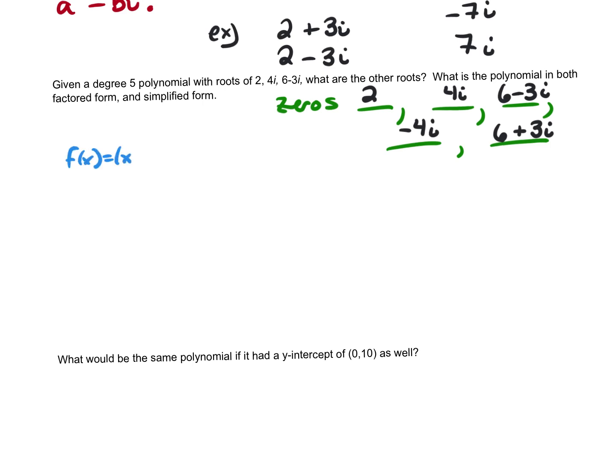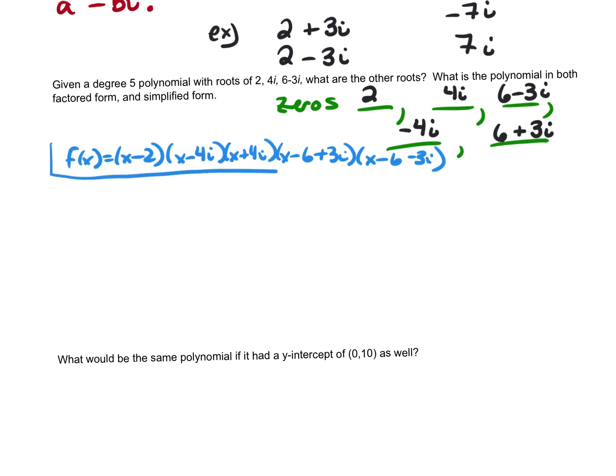So writing this in factored form is really quite simple once you have these 5 zeros, just like we've done. We'll say this is x minus 2, this is x minus 4i, x plus 4i, I'm just putting them together, x minus 6 plus 3i, x minus 6 minus 3i. So this is done. This is my polynomial function in factored form. Now in general, this is how I would be fine with keeping it. I mean, this is a great factored form.